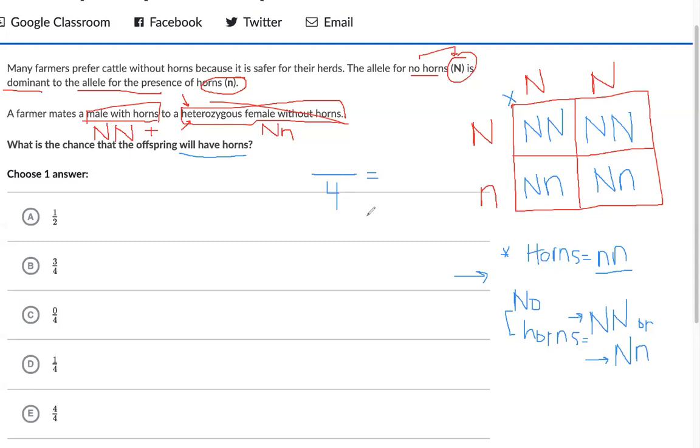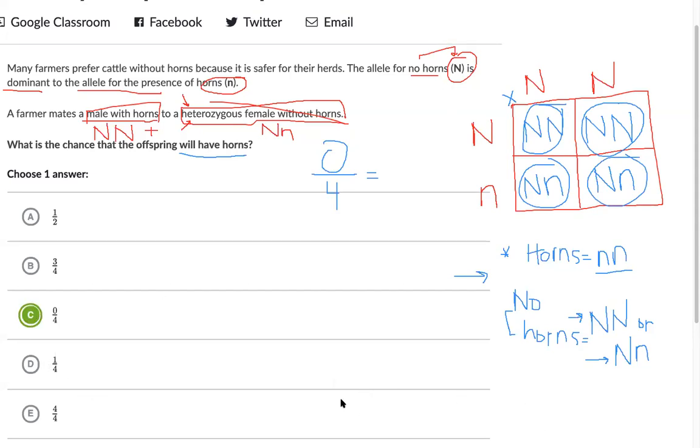Zero over 4. That is correct. There are no animals here with horns. This animal is not going to have horns because it is dominant. This animal has dominant genes, will not have horns. This animal is heterozygous with a dominant end. It will not have horns. And this one will not have horns. So it's 0/4, which is answer C.